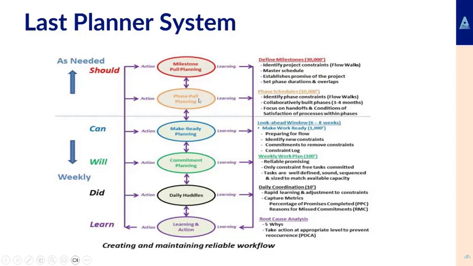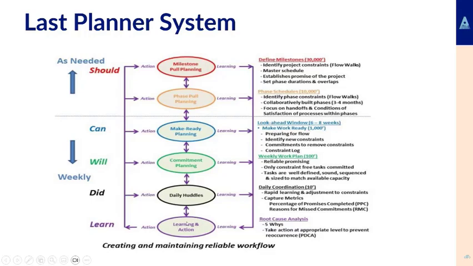Then we have phase pull planning, so this is still very high level, all within 4 to 5 months, 3 to 4, so high level. And then we're getting down to: can work be made, make ready plans, getting down to a 6 to 8 weeks look ahead. And then commitment plans, looking into a weekly plan. And then you have your daily huddles, and then lessons learned.